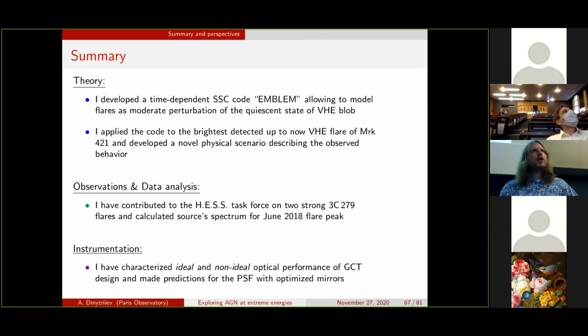I was also working on observations and data analysis. I was involved in HESS. I was observing on the HESS site in July 2018 for one month in Namibia, and I was contributing to the task force on analysis of 3C 279 flares. And I also, I'm lucky, had a chance to work on the instrumentation side, and I characterized the optical performance of the gamma-ray Cherenkov telescope for CTA.